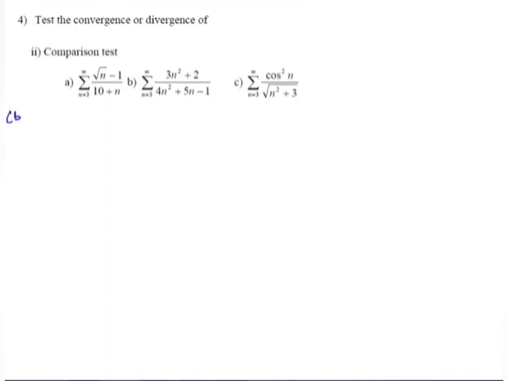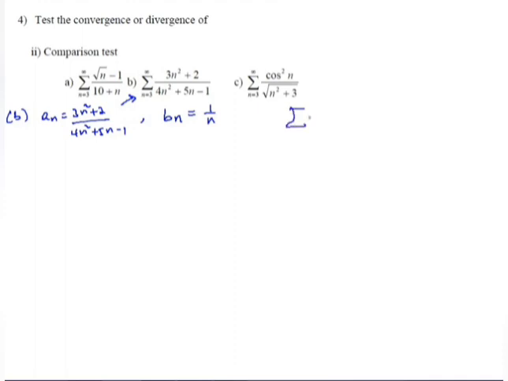Next, the b part. Our an is (3n square plus 2) over (4n square plus 5n minus 1). So this is our an. We can choose a suitable bn, where bn is 1 over n.